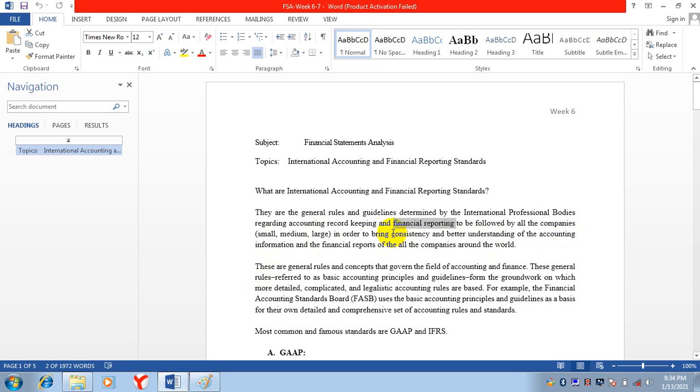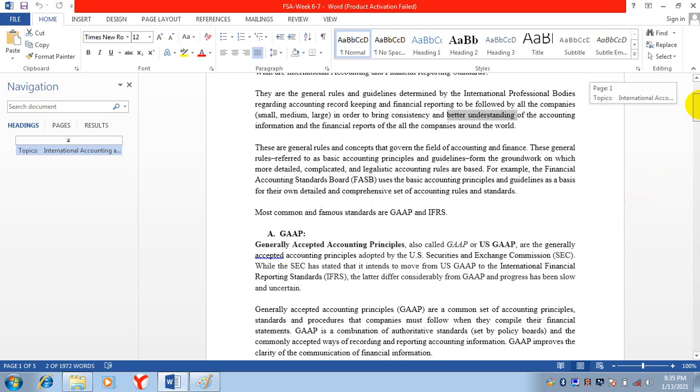So there will be consistency and better understanding of accounting information and financial reports of all the companies around the world. These are general rules and concepts that govern the field of accounting and finance, basically rules all over the world regarding accounting and finance. These general rules are referred to as basic accounting principles and guidelines.